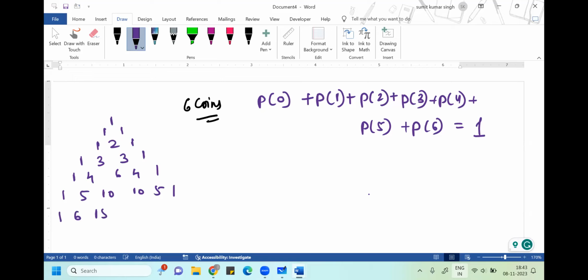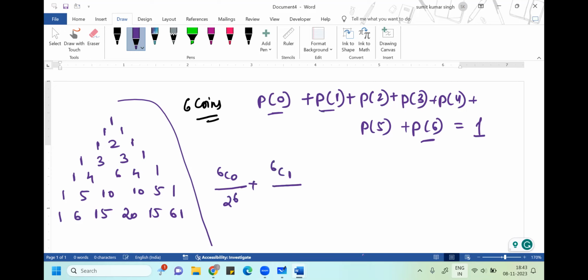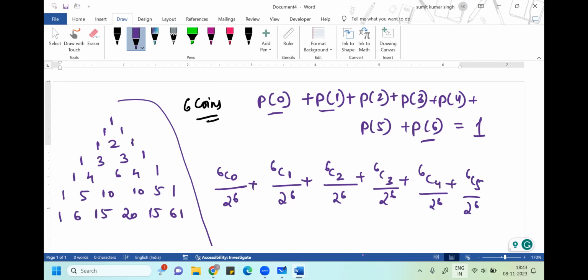6 coins are there. So if you remember Pascal triangle, you don't have to do all this. 0 head and 6 head, the same probability will be there. If you apply my formula, 0 head would be 6C0 by 2 to the power 6. 1 head would be 6C1 by 2 to the power 6. 2 head would be 6C2 by 2 to the power 6. This would be 6C3 by 2 to the power 6, this 6C4, this 6C5, and this 6C6, all by 2 to the power 6. The sum total would be 1.